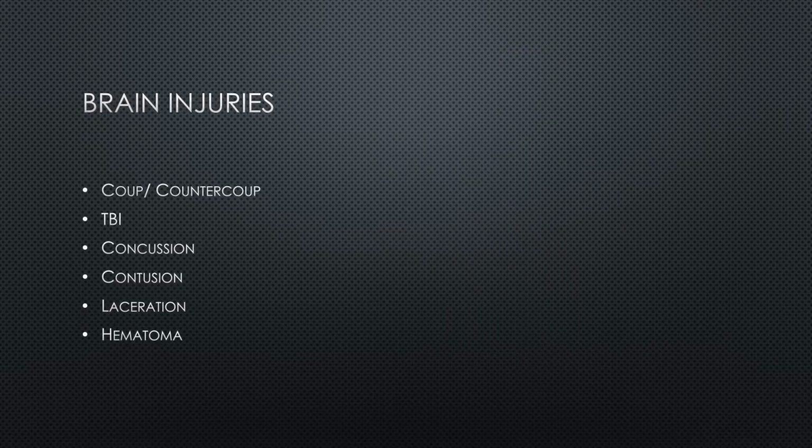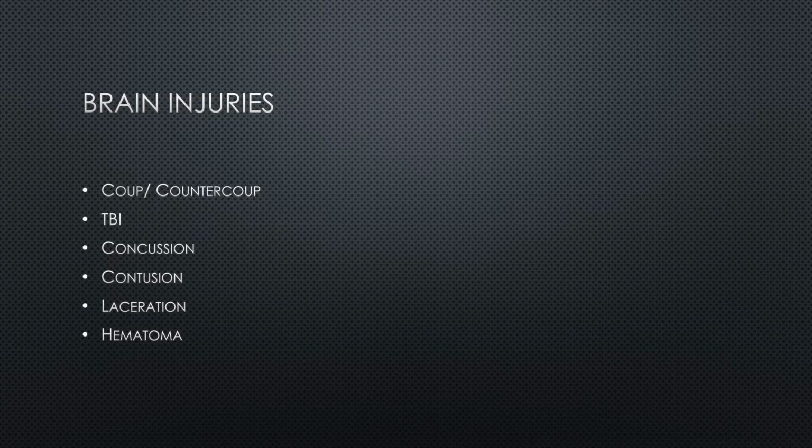There are many different types of brain injuries. We'll talk about each one of them. The first bullet point talks about the coup counter coup injury. Basically, what is happening is we have two injuries, two areas of the brain that are injured from one impact. For example, a patient strikes his head on the windshield of a car. His forehead is the point of contact.